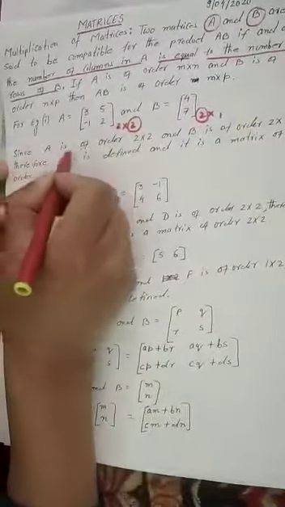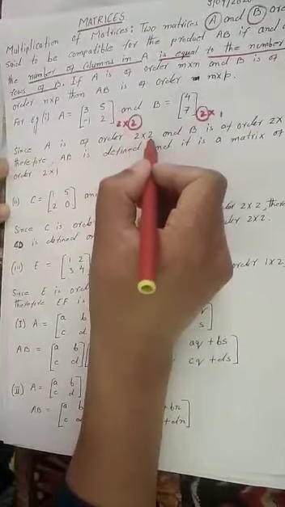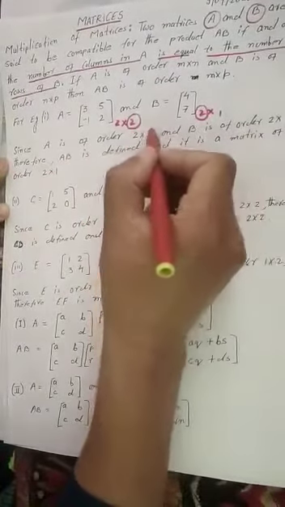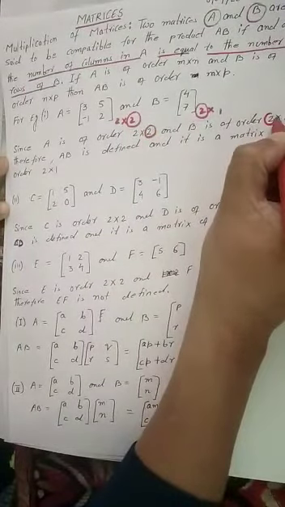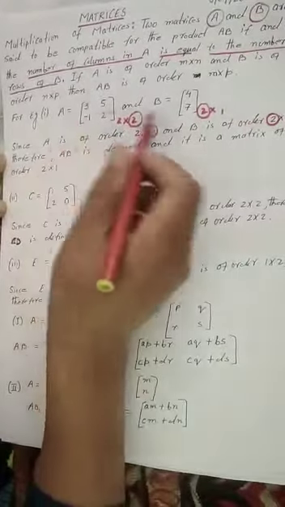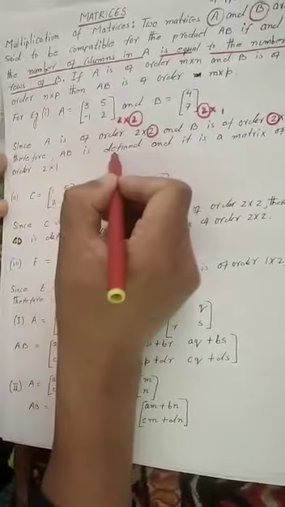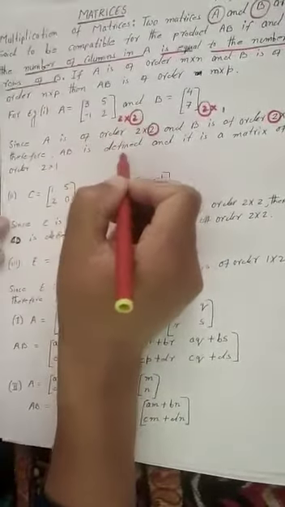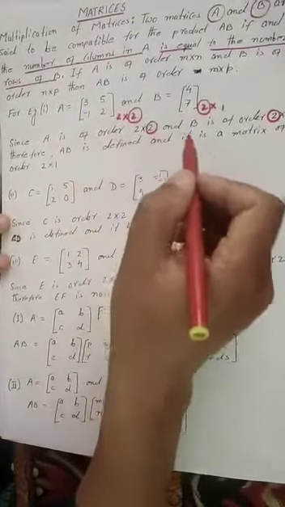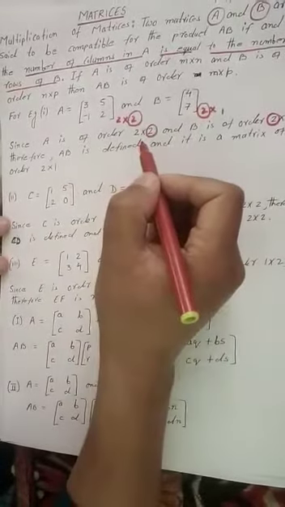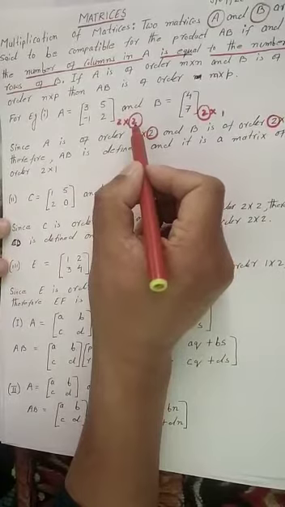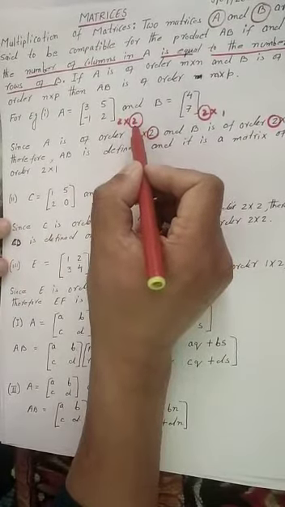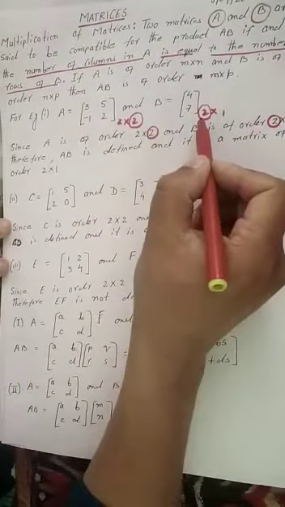So since A is of order 2 by 2 and B is of order 2 by 1, the column of the first matrix is equal to the row of the second matrix, so we can multiply these two matrices. Therefore AB is defined. The meaning of AB is defined is that you can multiply A and B. So two matrices can be multiplied if and only if the column of the first matrix is equal to the row of the second matrix.